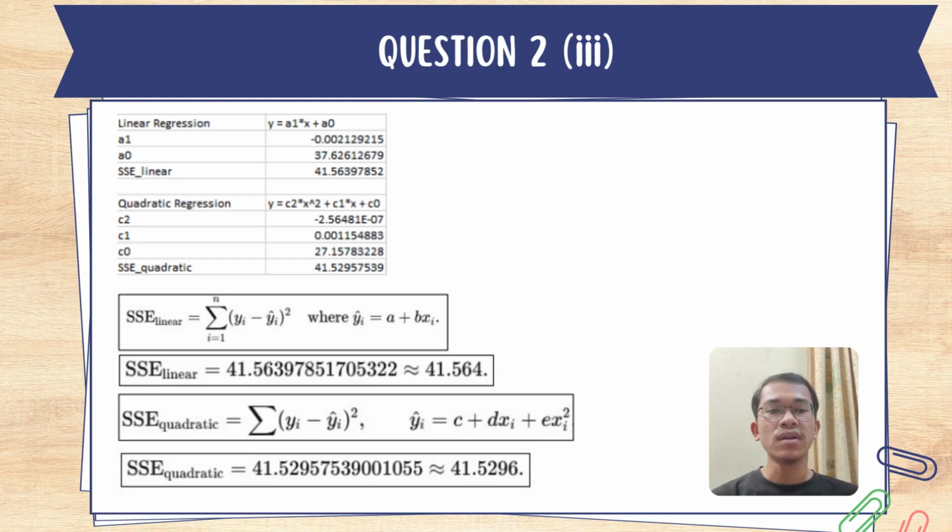41.5296. Since the quadratic model has slightly lower SSE, it fits the data marginally better than the linear model. However, the difference in SSE values is very small, suggesting that both models perform almost equally well and that the relationship between the variables is close to linear.